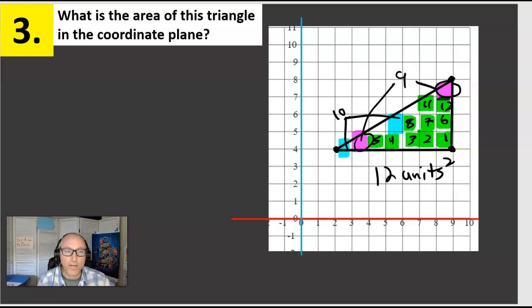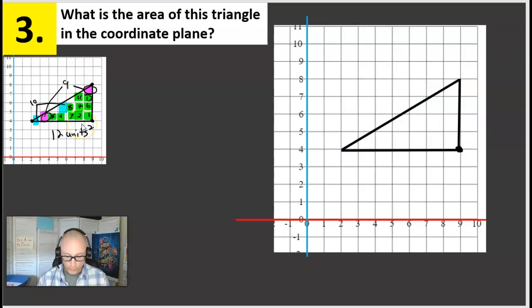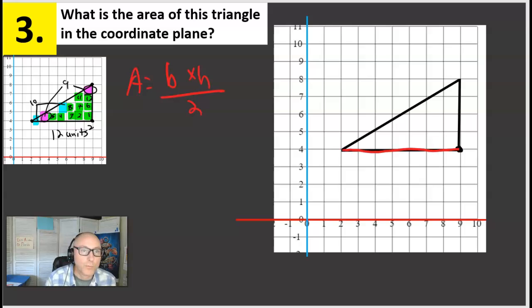How do we do that, pray tell you? Well, I'll show you. Okay, we'll use the formula and see what happens. Area of a triangle. Formula is base times height divided by 2. We'll use this as the base. We'll use blue as the height.